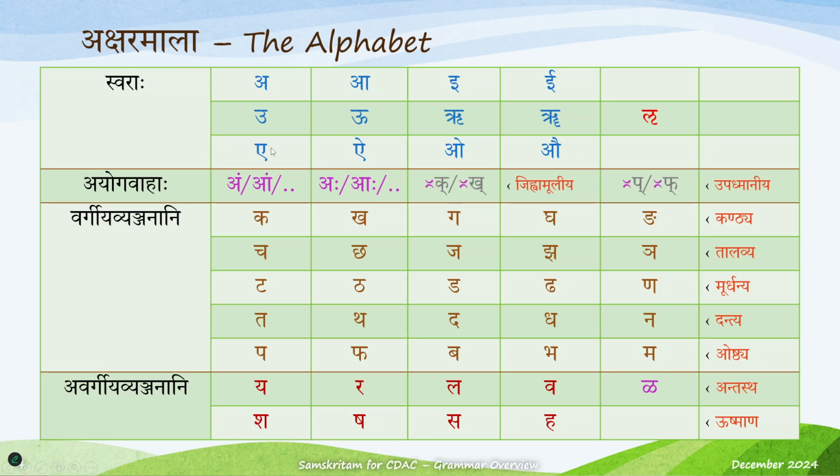But it embeds. E, for example, embeds A and I. Ai is a growth on A and E. O embeds A and U, and Au is a growth on O. So E and Ai are related, O and Au are related. One is called Gunakshara, one is called Vriddhyakshara, and we'll come into all that. So Guna being the Guna of A and I, and Vriddhi being the growth on A to E.